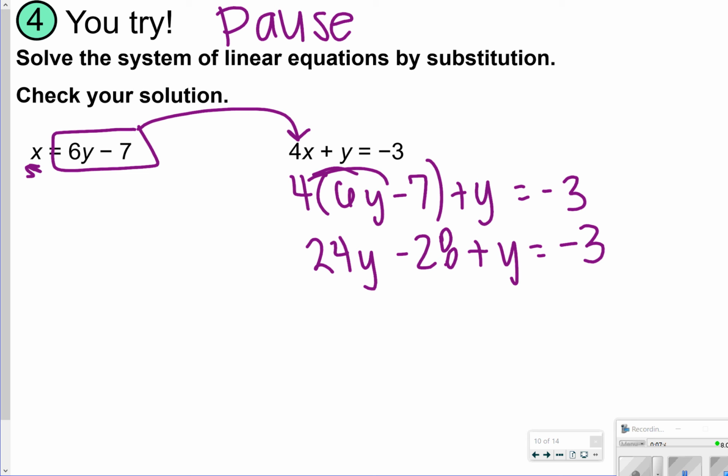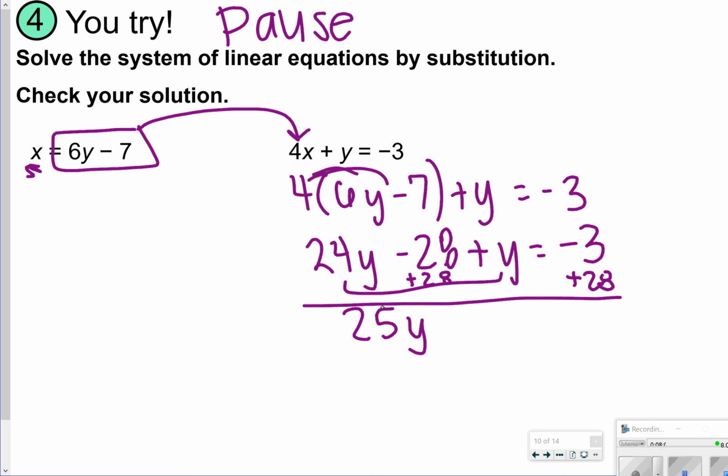Okay. The next thing I'm going to do is combine my like terms. 24y and y make 25y. And then I'm going to add this 28 to the other side. With that negative 3, I get 25y is equal to 25, so y is equal to 1.